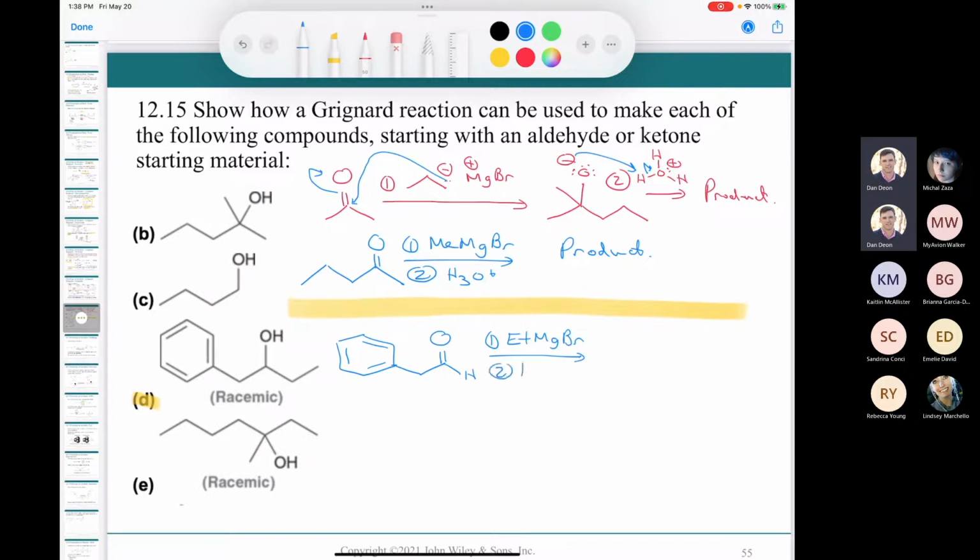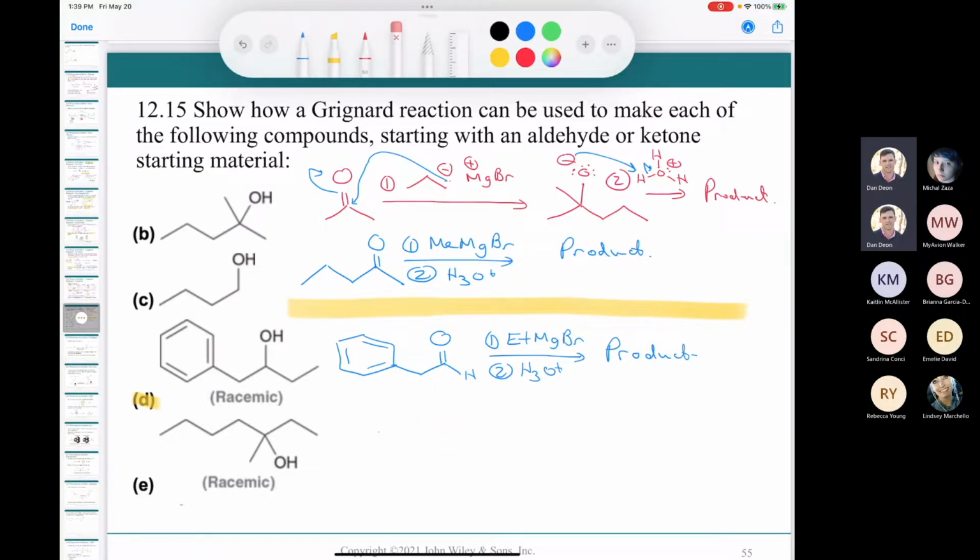So the second step is to treat it with H3O+ or H2O. And keep in mind that since this carbon is sp2, it is trigonal planar. Therefore, my nucleophile, my ethyl nucleophile from my Grignard reagent, can attack from the front face of the molecule, or it can attack from the back face of the molecule, either side. So I end up with a racemic mixture, a 50-50 mixture of enantiomers. And of course, once you do that, it's going to give you the product.